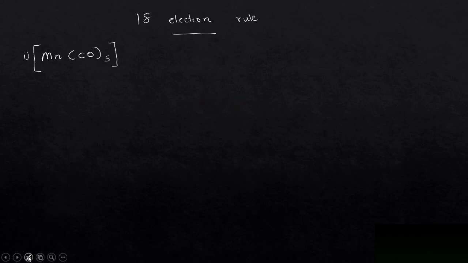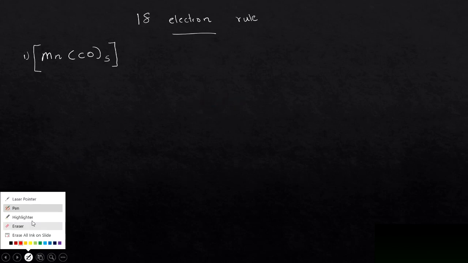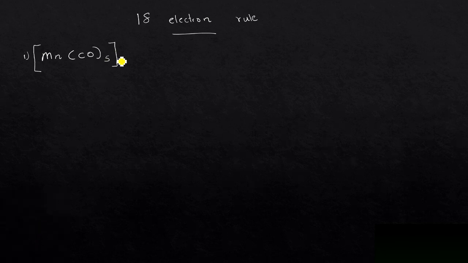So in this video we are going to talk about a very important theory, which is the 18 electron rule. We can use the 18 electron rule to determine whether a complex is stable or not. I will explain this by a simple example. Here we have a manganese and carbon monoxide complex.